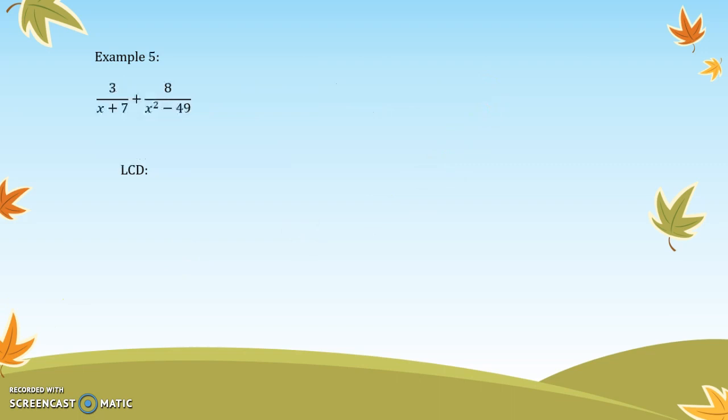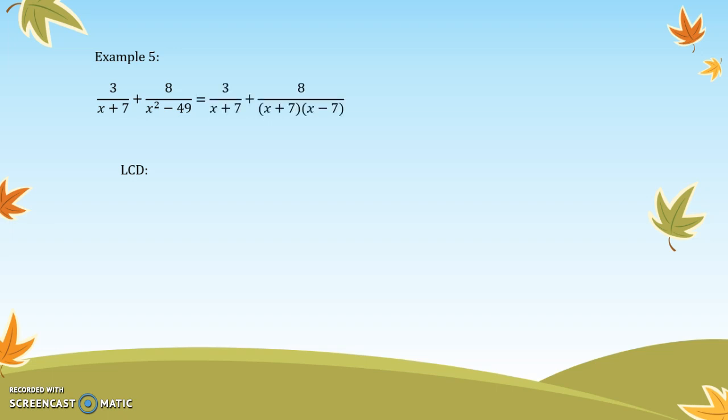Another example, I've got 3 over x plus 7 plus 8 over x squared minus 49. Sometimes we have to factor before we can combine or add or subtract. So I see on the right-hand side that I can factor x squared minus 49 because it is a difference of perfect squares. So x squared minus 49 is the same as x plus 7 and x minus 7.